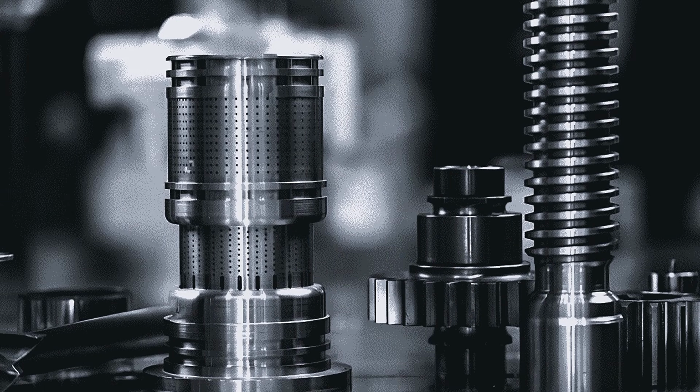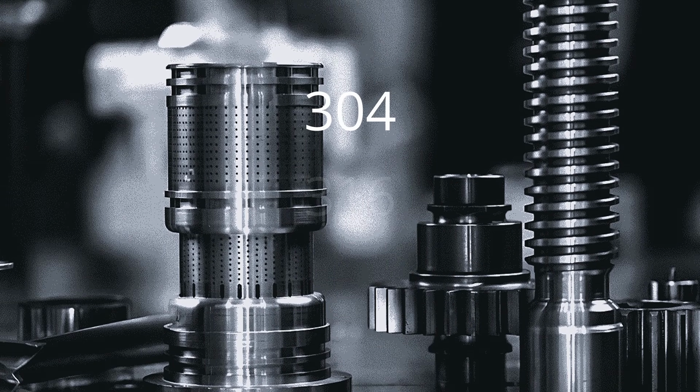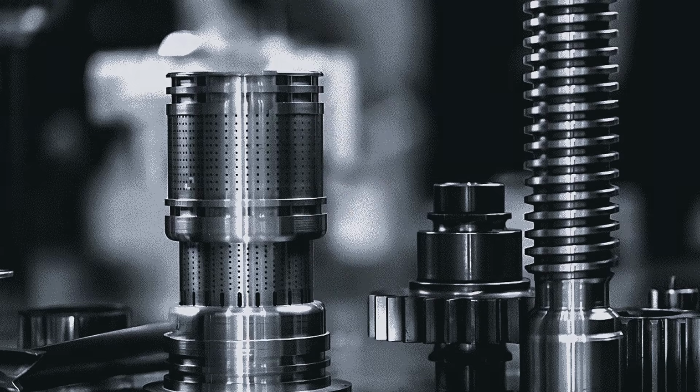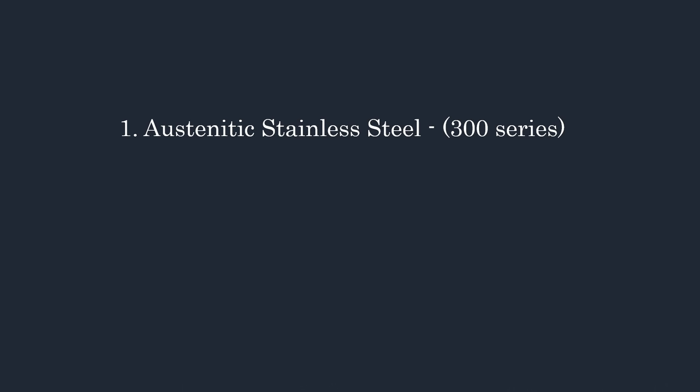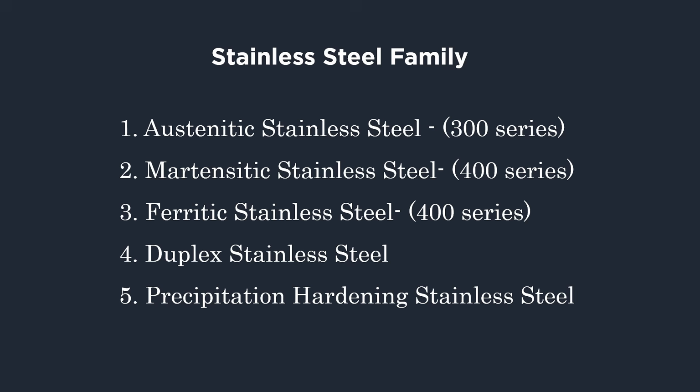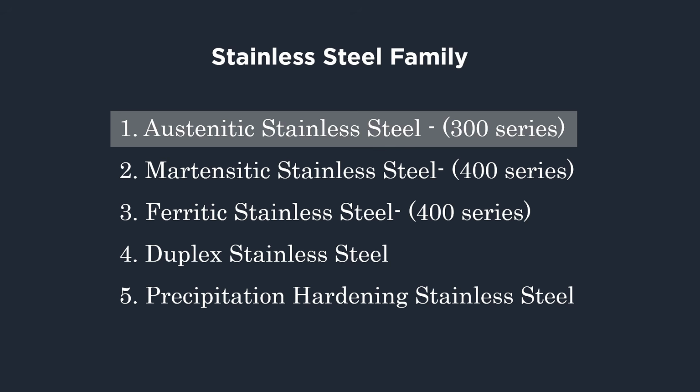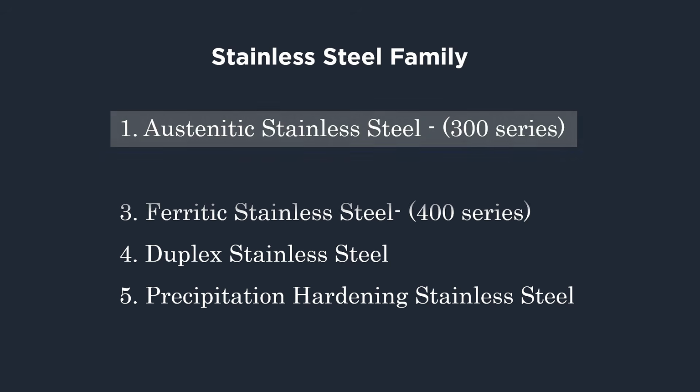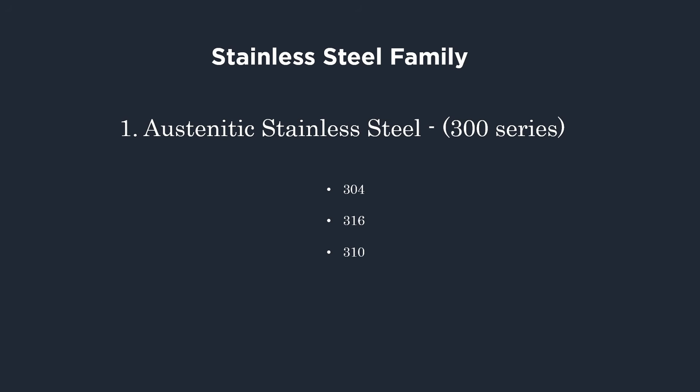and it's widely used. Now, the stainless steels we commonly use are the 300 series, but they are only one family of stainless steel. There are four more different families of stainless steel. So let's start with the most popular stainless steel family, austenitic stainless steel, commonly known as the 300 series: 304, 316, 310, 321, 316L, and many more.